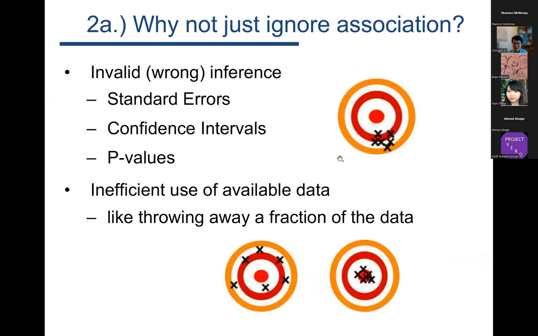So let's get started. Maybe again start from this slide. This slide is saying, why not just ignore association or ignore correlation? Now we evaluate what might happen. I'll just give you the conclusion that it will give you invalid standard errors. The standard errors are wrong, and then you get the wrong confidence interval or wrong p-values, but you still get a valid estimate of the regression coefficients. But the bad thing is you might not be using your data efficiently.